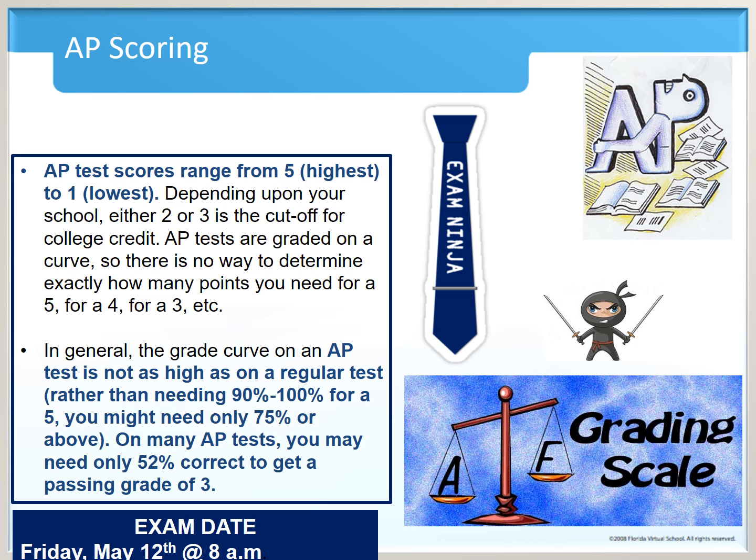AP scoring. AP test scores range from 5, which is the highest, to 1, which is the lowest. Depending upon your school, either 2 or 3 is the cutoff for college credit, meaning school as in your college. AP tests are graded on a curve, so there's no way to determine exactly how many points you need for a 5, 4, 3, etc. They are curved every single year.